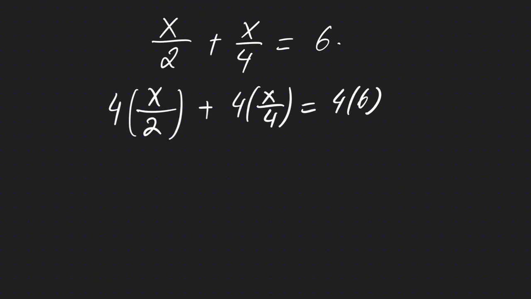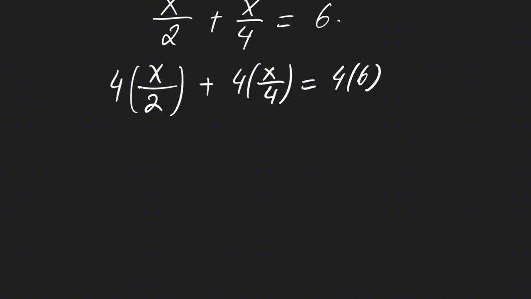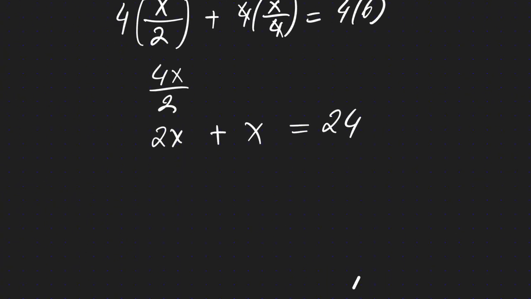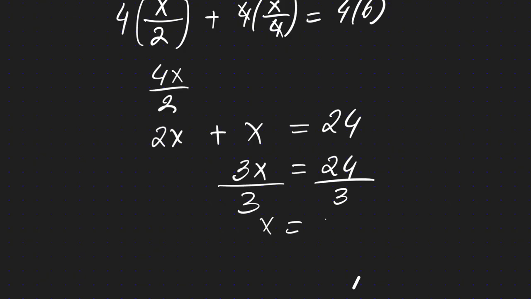So in here, let's go ahead and do that. 4 times x, so this will be 4x divided by 2, which will equal 2x, plus this will cancel each other out, x equals 24. All right, so let's go ahead and combine like terms. That will be 3x equals 24, and divide everything by 3. Then x equals 8, and that will be your answer. Let's take a look at another example.